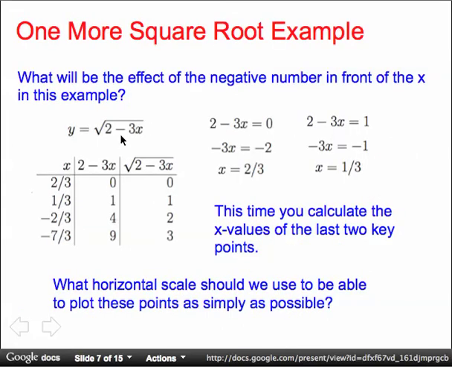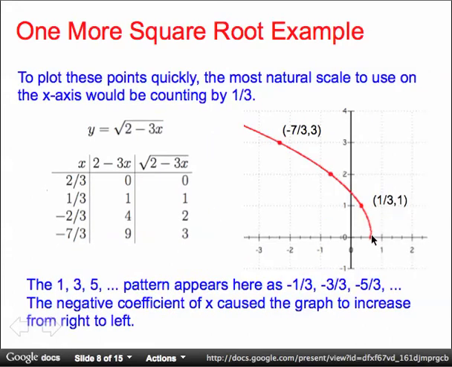If you have an argument 2 minus 3x, set up the same table, but what's the effect of the minus sign? Now you're going to see when you plot these points, after you figure out the x's you need to plot these points, that you're going to go left 1/3, then left 3/3, then left 5/3. In other words, the whole square root shape is growing to the left.